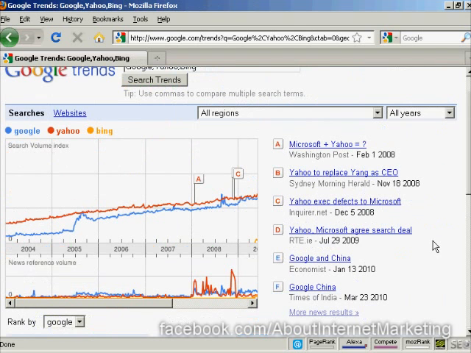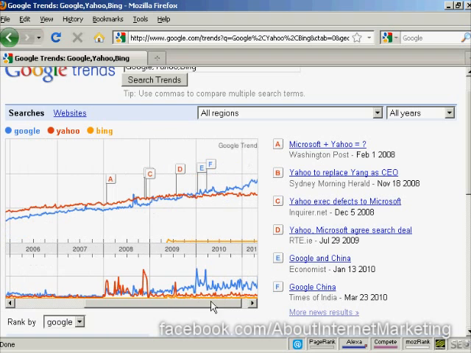Have you ever wondered how popular something is compared to something else? Well, search volume is a great indicator. Now, if we compare Google, Yahoo and Bing, for example, we can see the cultural shift over time in online searching. In fact, we can even pinpoint the month, and you can see right here, where Google, and again here, where Google overtook Yahoo in terms of search popularity.